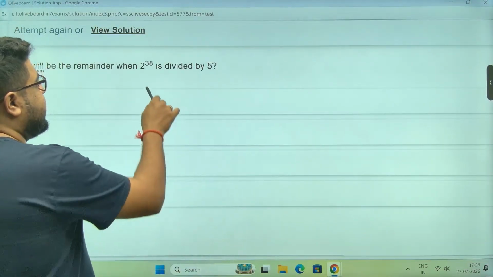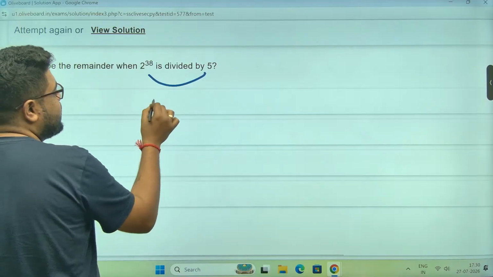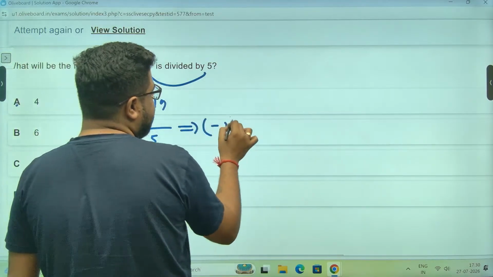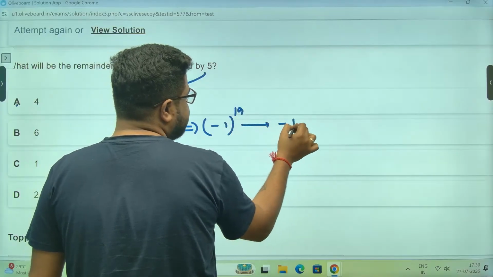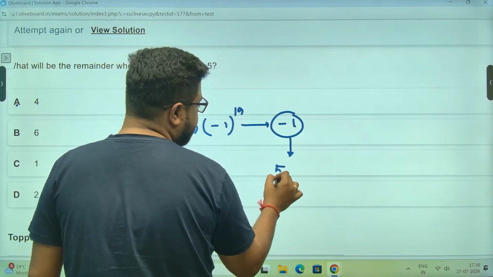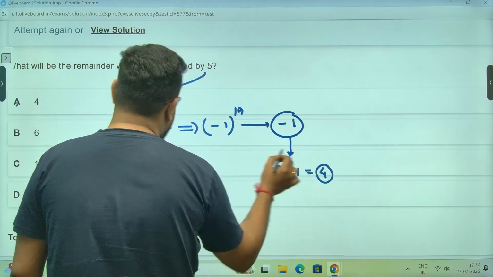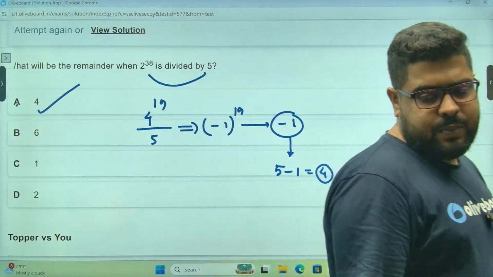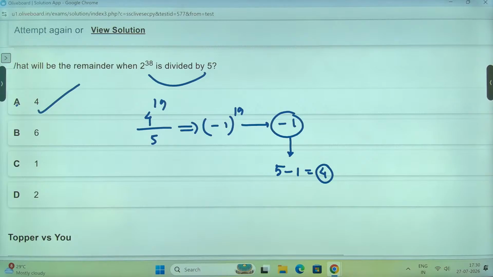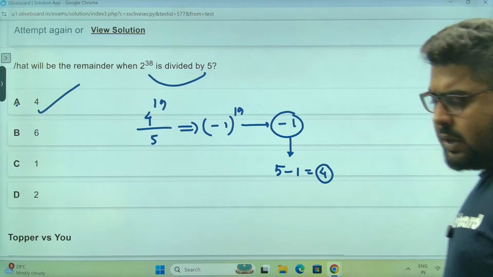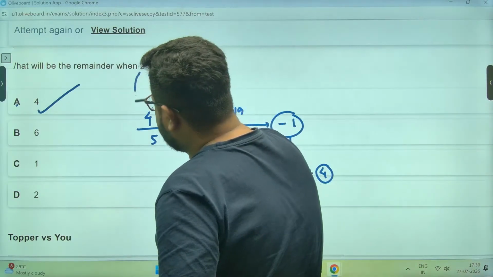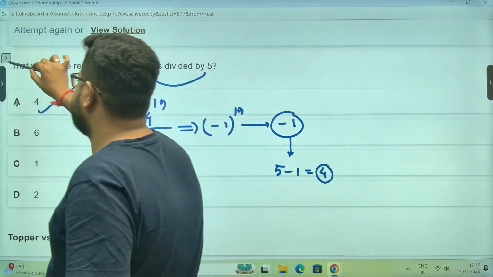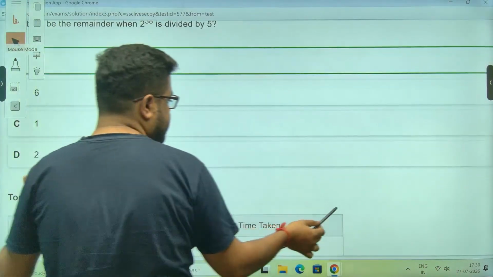2 to the power 38 divisible by 5, meaning this is 4 to the power 19 by 5. So the remainder is minus 1 to the power 19. Odd power, meaning it is minus 1. So the actual remainder will be 5 minus 1, 4. So option number A is the correct answer once again. Very simple. The job was to convert this. That was the only job. Clear? Next one, please.